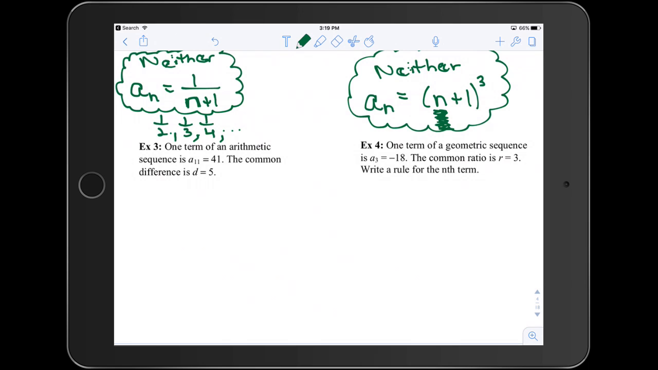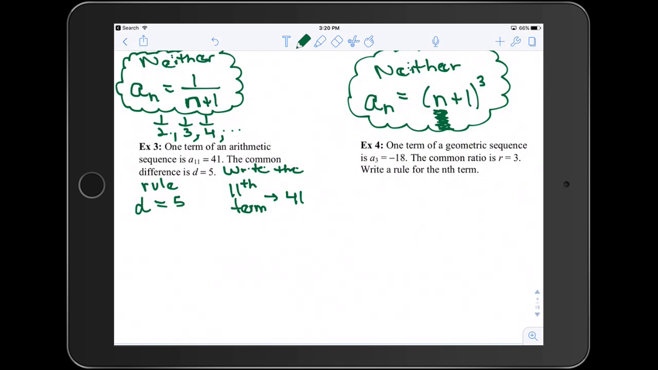Example 3, by the way, should say at the very end, write the rule. It just all of a sudden doesn't say anything, which is kind of weird. But it says one term of an arithmetic sequence is a sub 11 equals 41. So that means you could have listed all the terms all the way to the 11th term, and the value of the 11th term is going to be 41. It says the common difference is D. D is equal to 5, so that's really helpful. So I know it's arithmetic because it states it. I know the common value, or the D value, is 5, and I know that the 11th term in the sequence is the value 41.